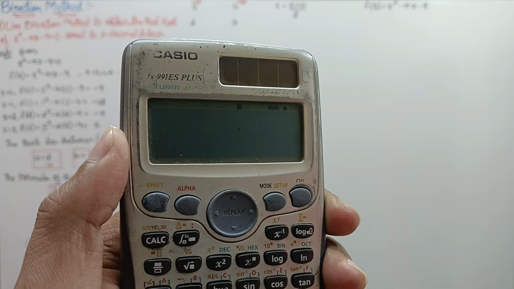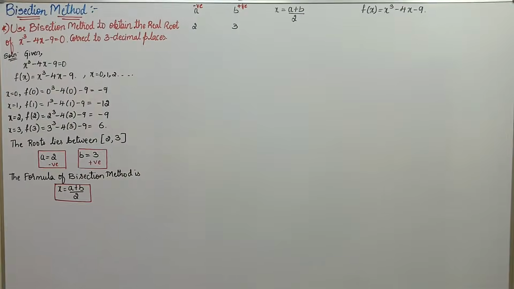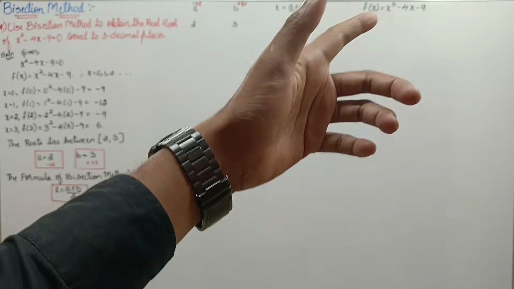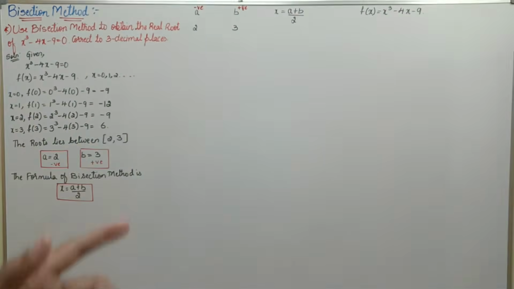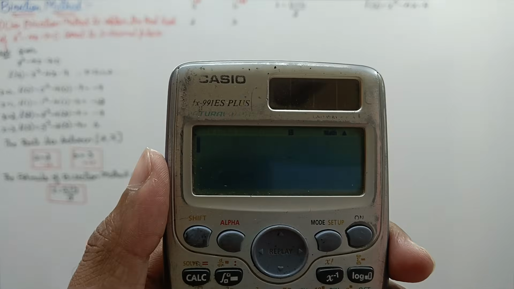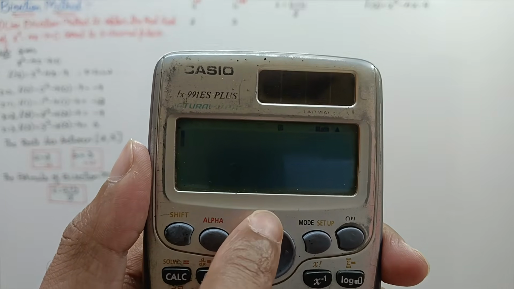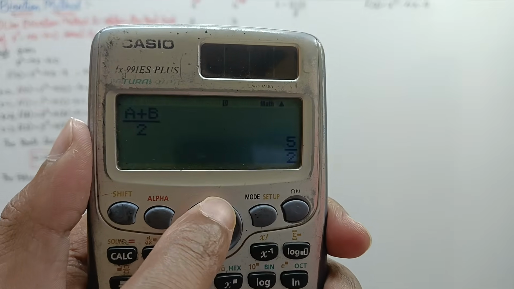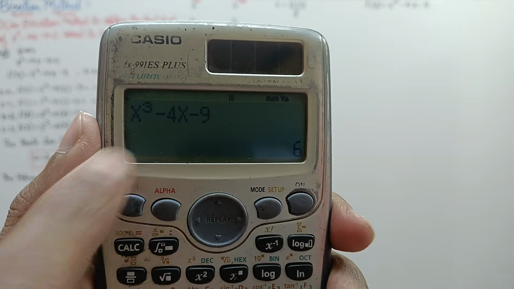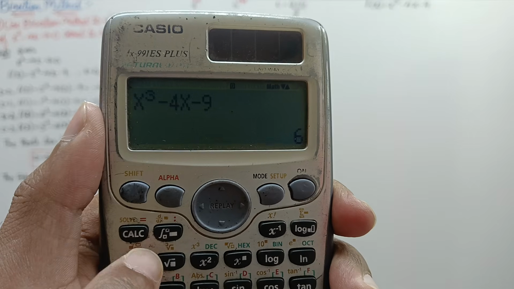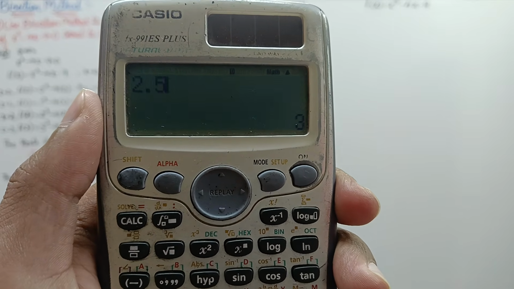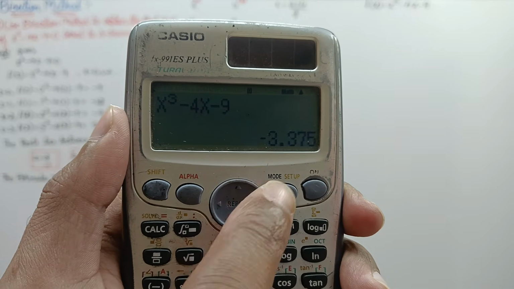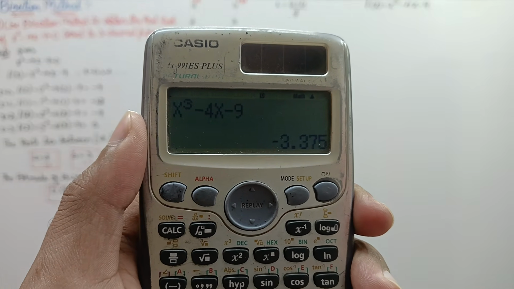Now I need to substitute x in f of x, so that I can verify whether it is negative or positive for the next substitution. So what we are going to do, after pressing AC, press the upper button. You get the function, press calc, substitute the value 2.5, you get minus 3.375. This you are supposed to represent.